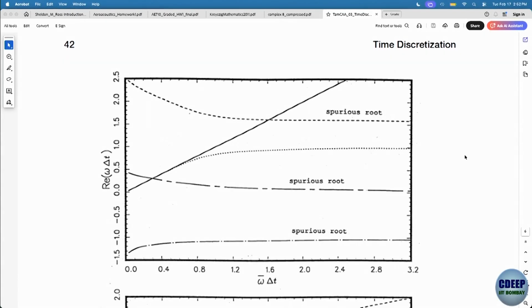Here omega bar. So what we would want is that as omega bar delta t increases, the real part of omega delta t should also go the same. We want the 45-degree line. So that solid line is a 45-degree line, and we see only one of these roots is hugging that for some distance, small here. So it stops around 0.5, if you may. All the others are doing nothing close by. Yeah, they are all over the place.